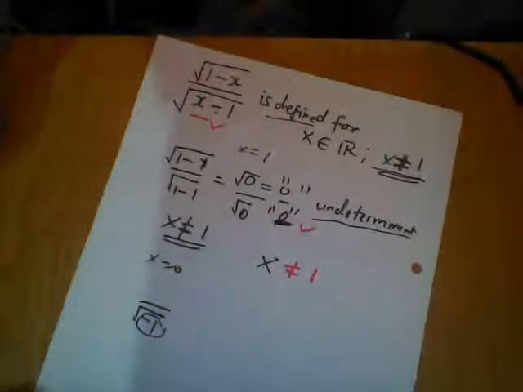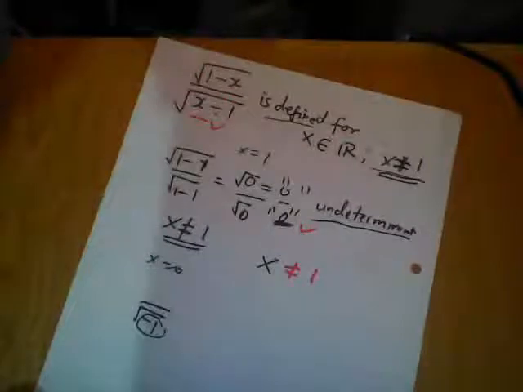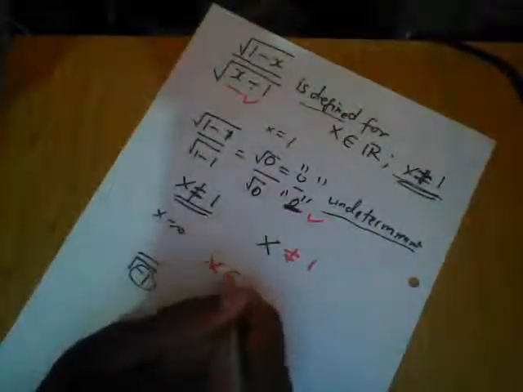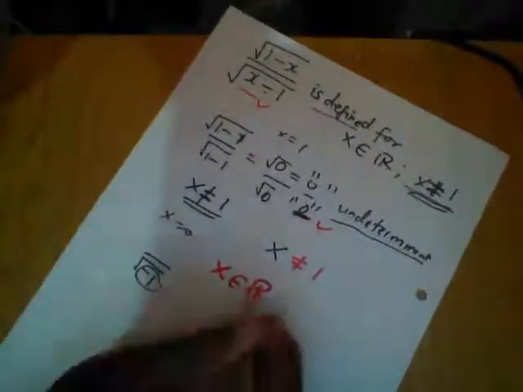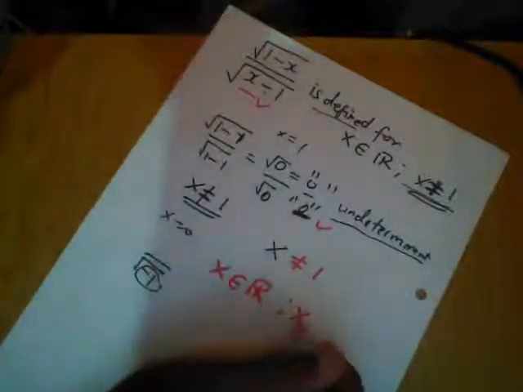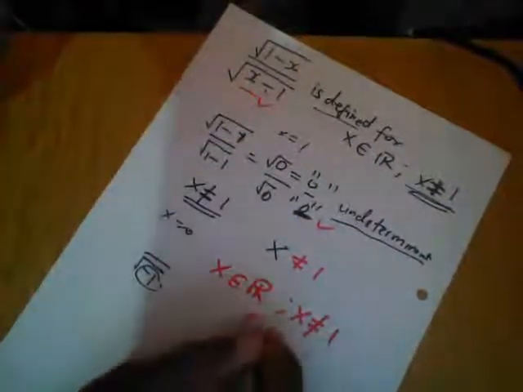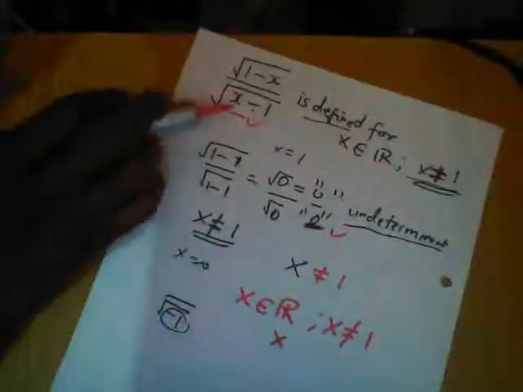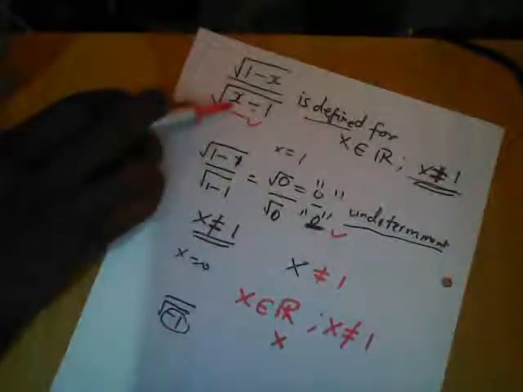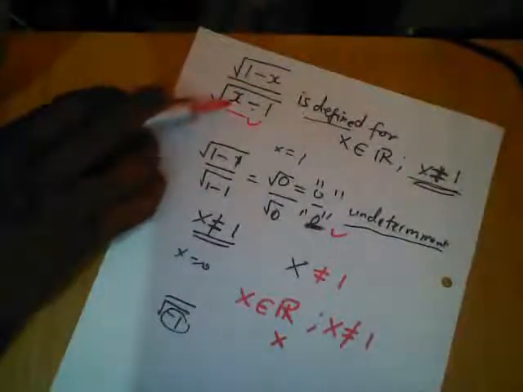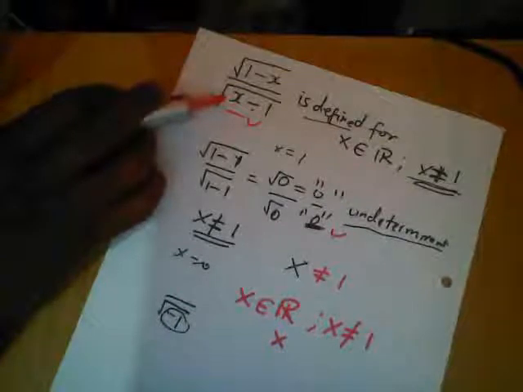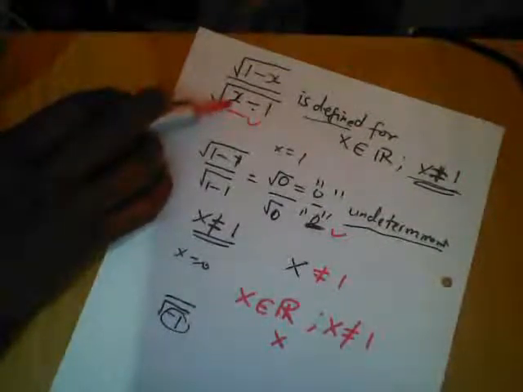So the question says the given function is defined for all x. I disagree, because they say x is defined for all real numbers. But according to the question, when x is 1, that is the problem. That's why it should not be equal to 1. Not only 1, any number less than 1 is a problem here, starting from 0, because if you put 0 here, there is a problem.